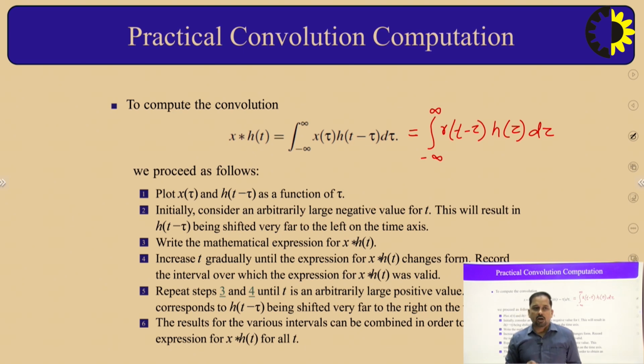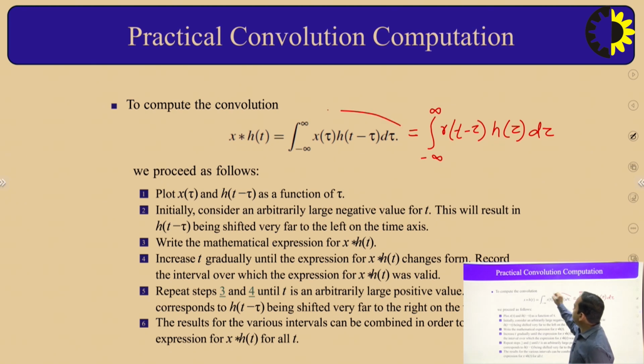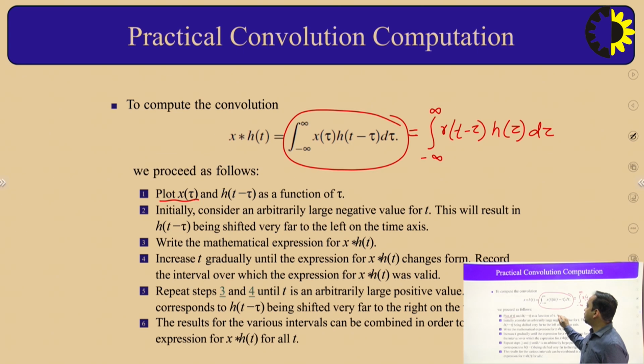So how can we start? If we use this particular equation to perform the convolution, first we plot x of tau and h of t minus tau as a function of tau. Now the variable is tau. Previously the variable was t, but now it has changed to tau. The important thing is how we can make h of t minus tau from h of tau.